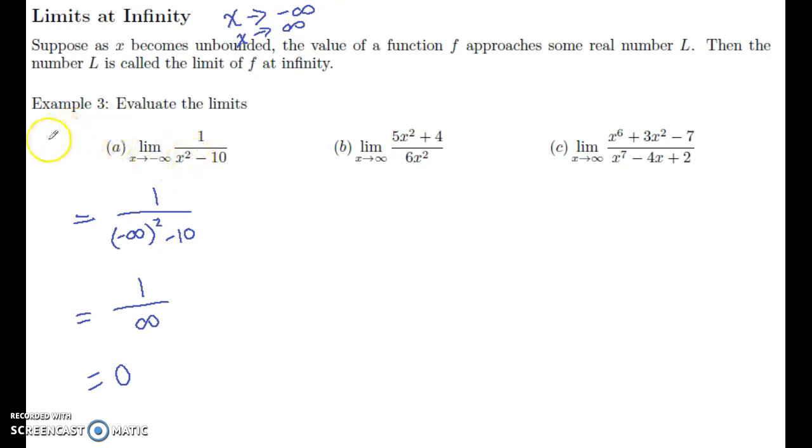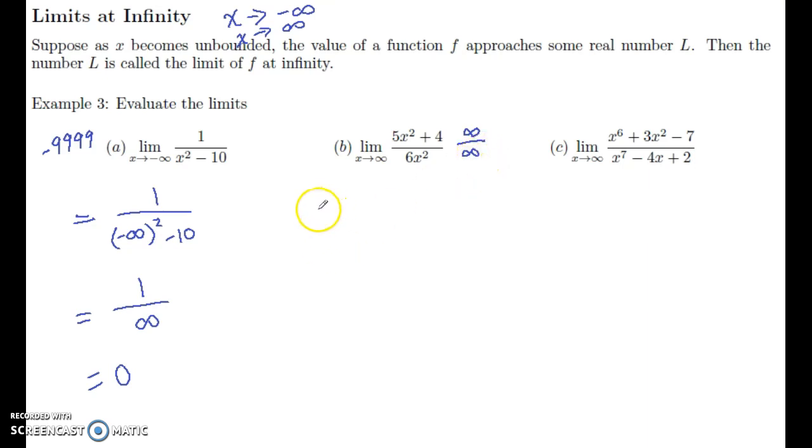Now if you're not sure, you can also plug in a value like negative 9999, a huge negative number. For the second one, the limit as x approaches infinity, if we directly substitute, on the top we have infinity, and in the bottom we also have infinity. So infinity over infinity is indeterminate.